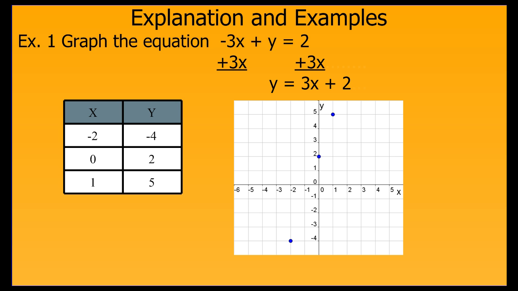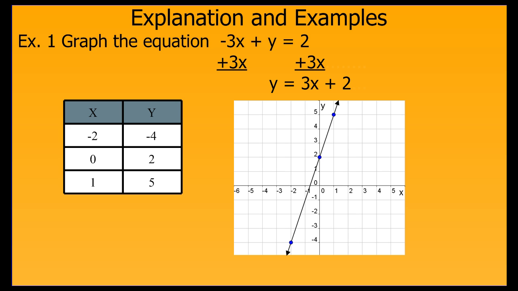If we've done everything correctly, they should lie in a straight line. So now we connect the points with a straight line, using a straight edge, and also put arrows on each end of the line to indicate that the line continues on in both directions indefinitely.